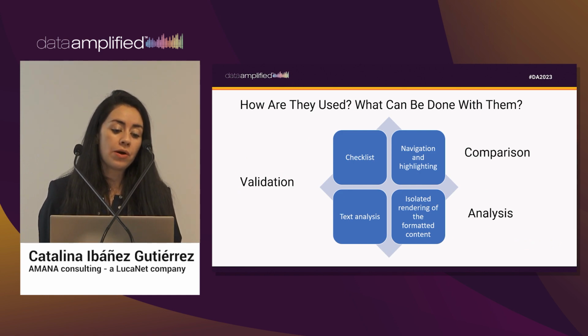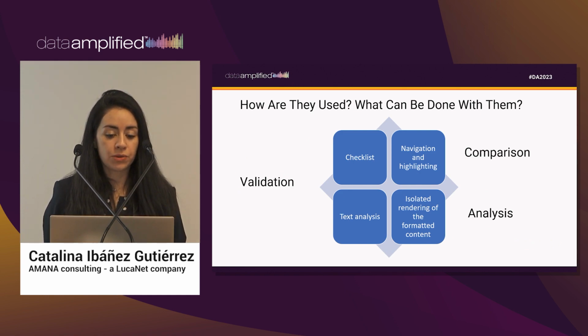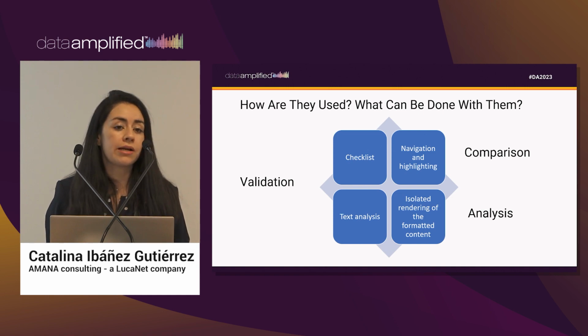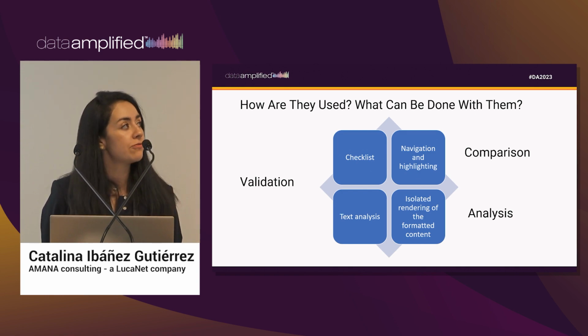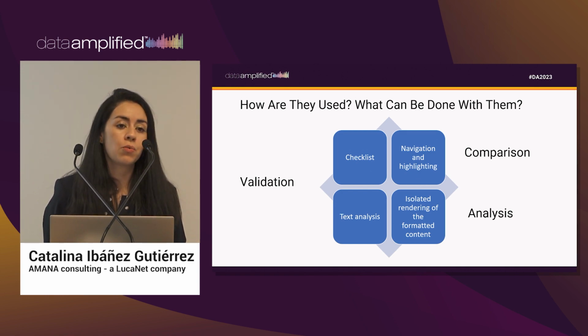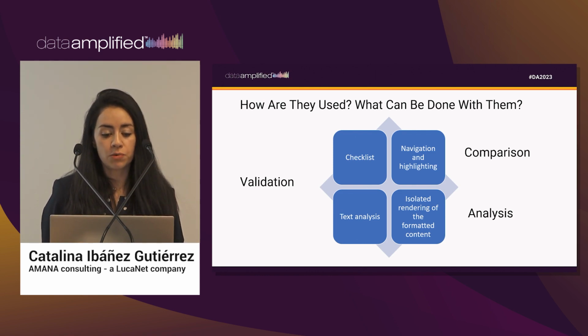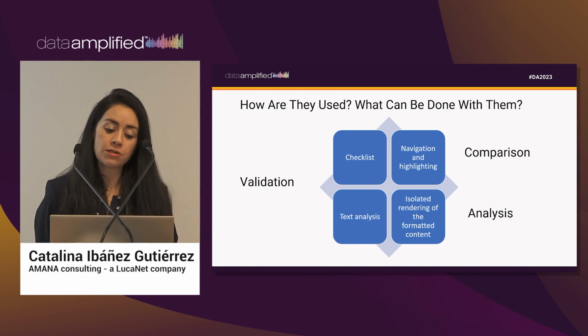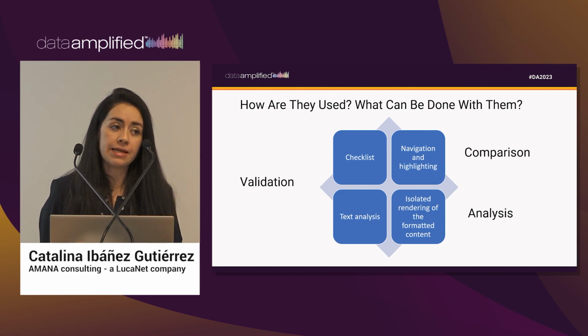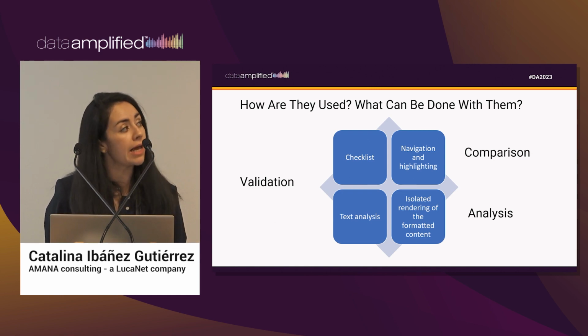So how are they used, or what can we do with them? I think we can agree on four use cases. One is a checklist. From the taxonomy, we can see which elements we have, and we can use this for a checklist: what we have or not in our report. We can also use this list to navigate and highlight information.